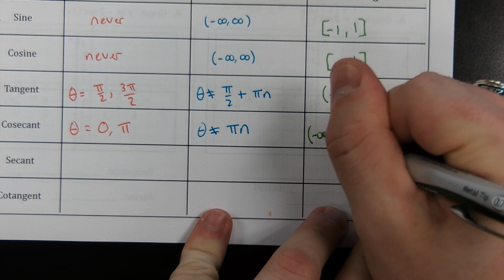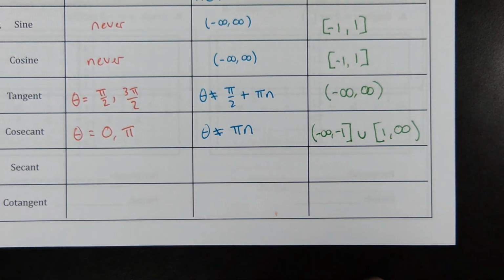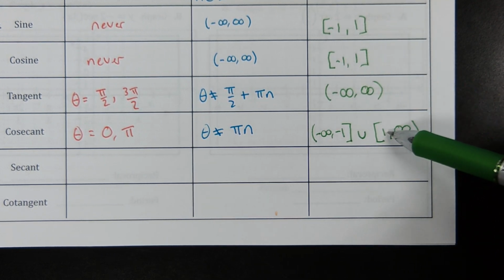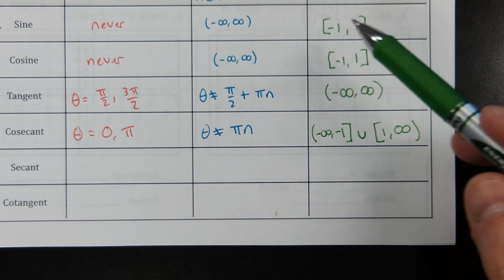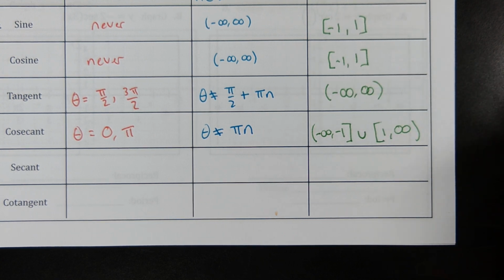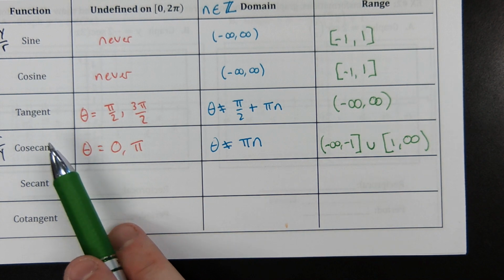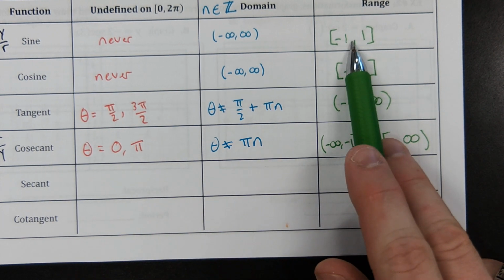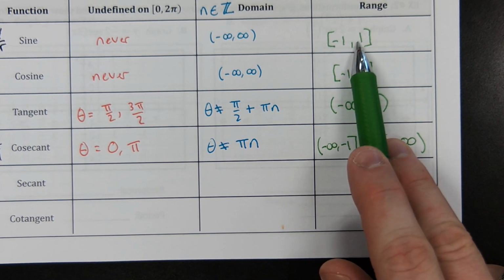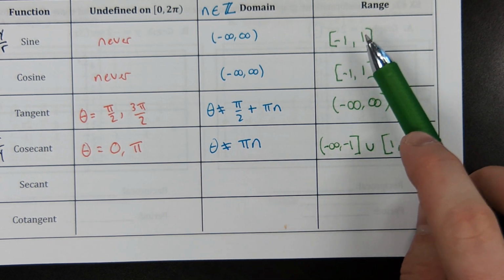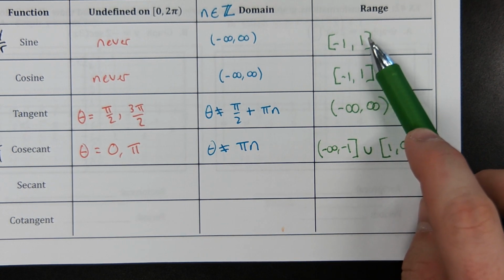Yep. Inclusive. As it turns out, the reciprocal of 1 is 1. That's why sine and cosecant both hit y equals 1. The reciprocal of negative 1 is negative 1. That's why sine and cosecant both hit y equals negative 1. Isn't that crazy? This thing's range does not include any of the numbers between the maximum and the minimum of sine. Yeah. It's like it points the exact opposite direction as sine does.